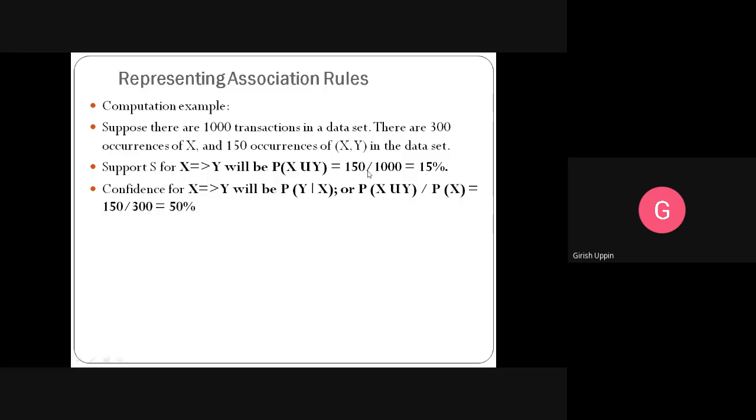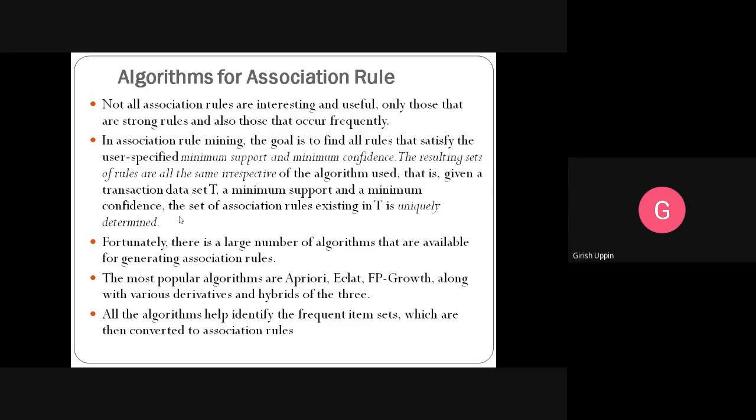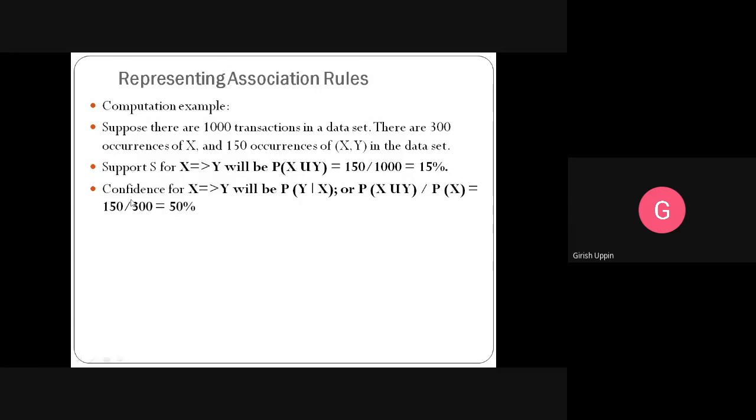So milk and bread together, it is 150 divided by, that is just the milk, P of X is 300, that comes as 50%, that is the confidence. So always whenever we are finding the association rule, we are going to filter by the support and the confidence.